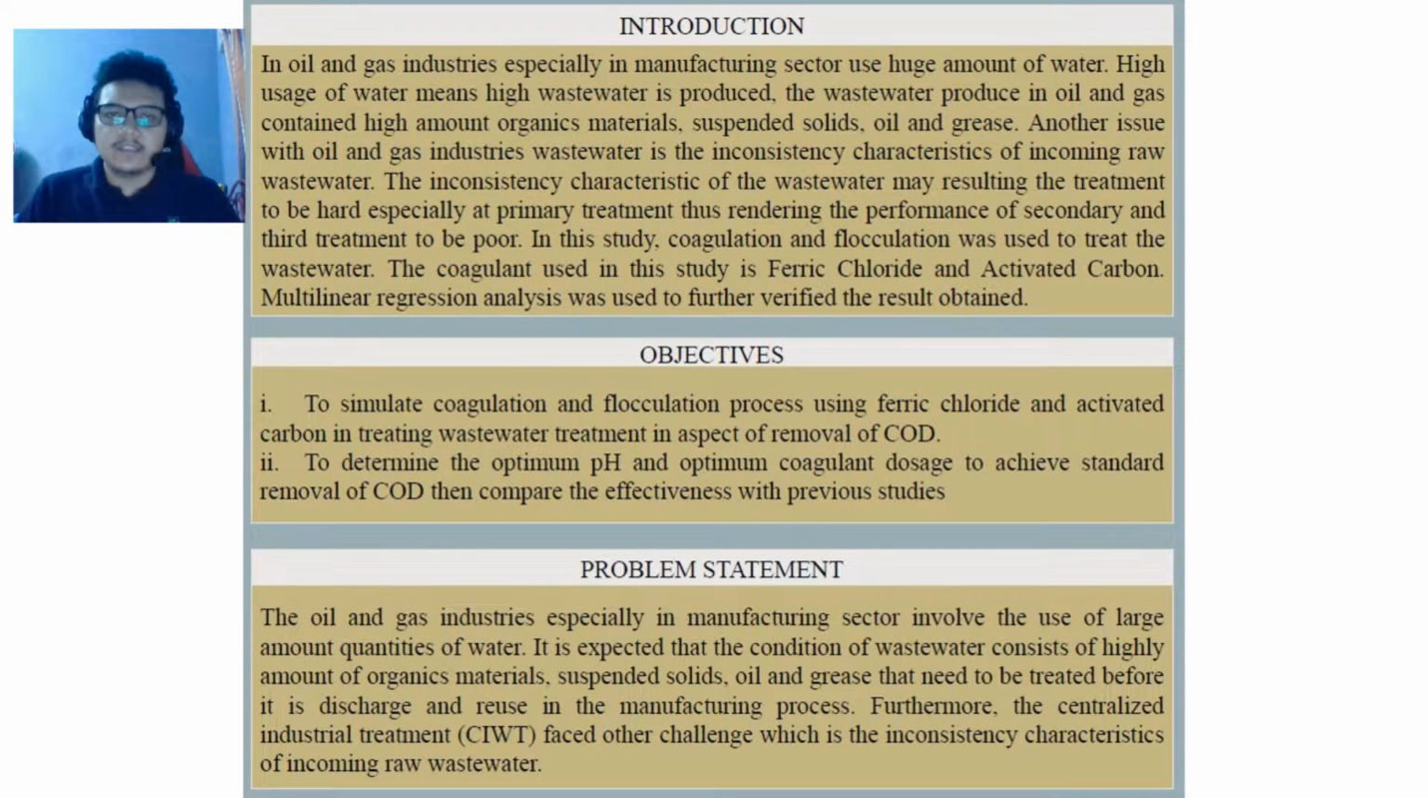In the oil and gas industry, especially the manufacturing sector, a huge amount of water is used. With the usage of water being high, the wastewater produced is also high. The wastewater contains a high amount of organic material, suspended solids, and oil and grease. With the high amount of wastewater produced, there is some inconsistency in the characteristics of the wastewater. Therefore, it is hard for the wastewater to be treated.